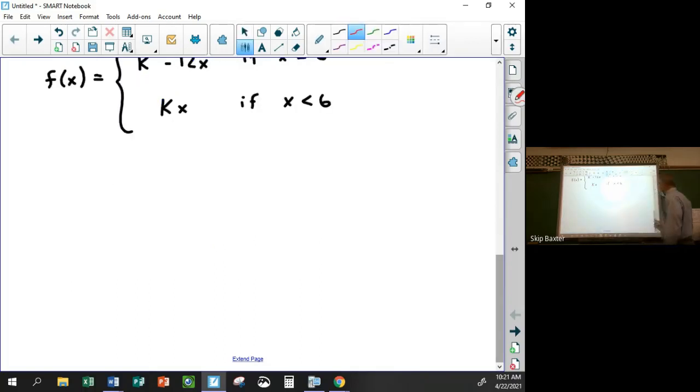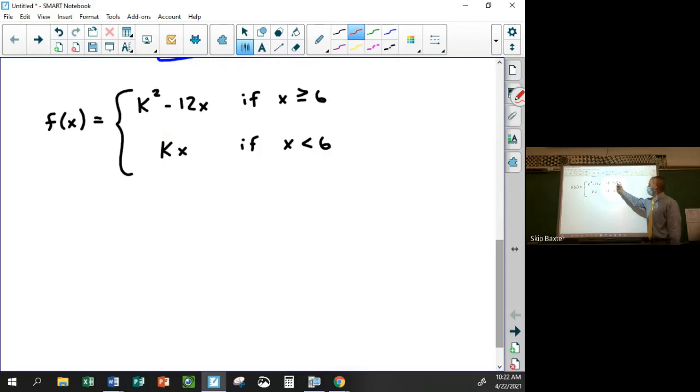Same process. I'm going to make sure that 6 is here, which it is, and then I'm going to plug 6 in for x in the top piece, and plug 6 in for x in the bottom piece. A common mistake people make is they accidentally plug 6 in for k. K is not the variable of the function. K is the unknown constant that we're trying to find. So that's the difference. You're plugging this number in for x in all these examples. So this is going to be k squared minus 12 times 6 equals k times 6.